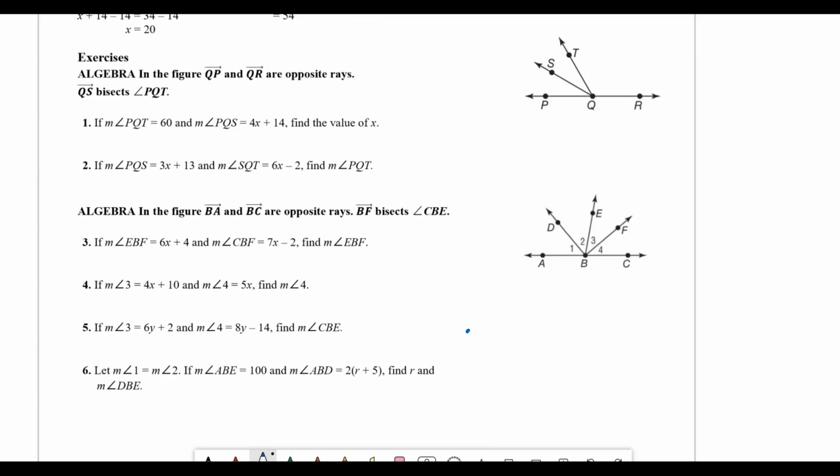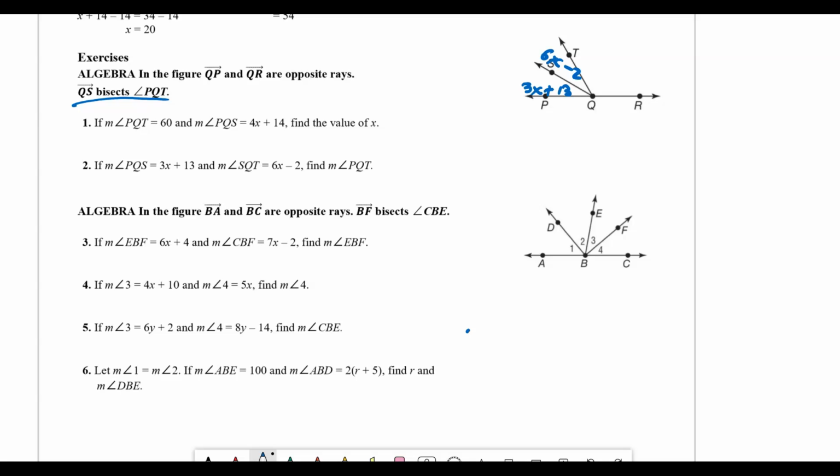Okay, so same situation. We follow the directions up at the top. QS is still a bisector, so we're still believing that these two angles are equal to each other. We can know that that's true. Now we know that PQS is 3x plus 13. Okay, so this is 3x plus 13 in here. That's PQS. And then it says that SQT is 6x minus 2.